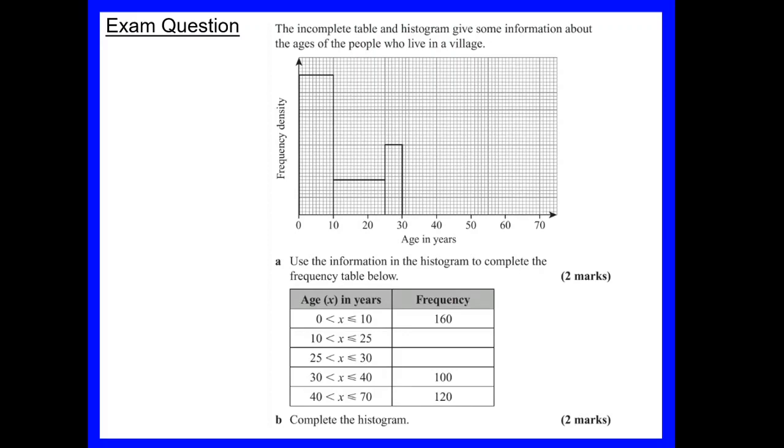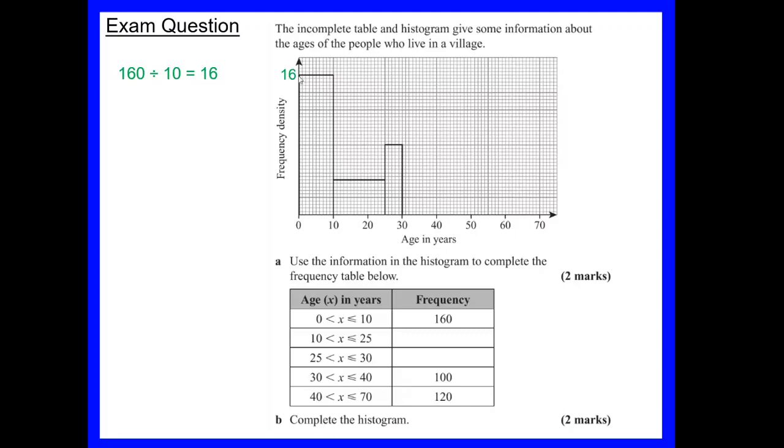Okay, so let's talk it through then. To be able to fill in this table, to find the frequency, I need to know the width of the bar, which is fine, but I also need to know the height. And currently we don't have a scale on our frequency density, so we need to fill in that scale first. Now we're told for the first bar that we've got a class width of 10, and a frequency of 160. So we know the area of the bar is 160 and we know it's 10 wide. So we should be able to find the height. 160 divided by 10 means that bar must be 16 high.